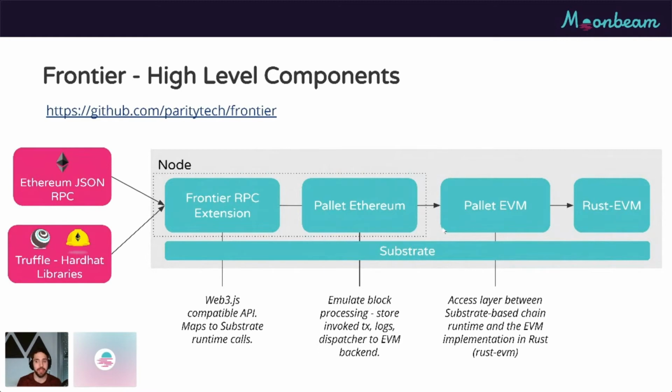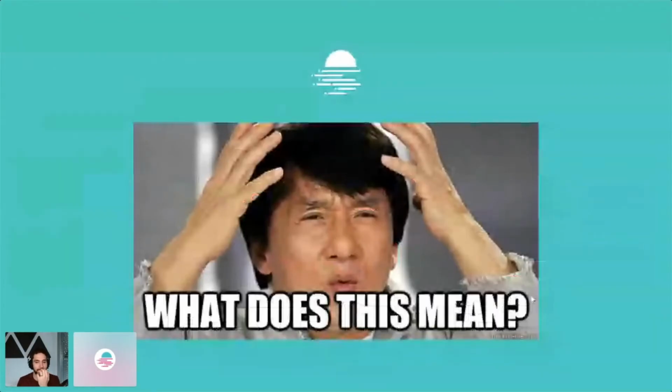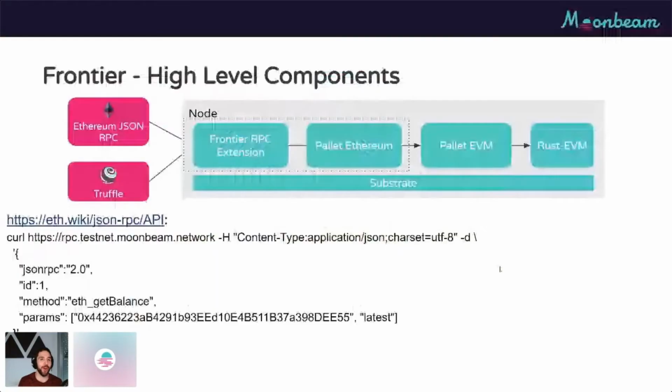The Pallet EVM is what it says on the slide, right? An access layer between the substrate-based runtime and the EVM implementation in Rust. So it's like a translator between the Substrate runtime and the EVM that is coded in Rust for the Substrate framework. But honestly, I really like to put things in more or less simple terms, right? So what does this mean? Going back to the same definition as before, we have this link that I put on the slide, the ETH wiki for the JSON RPC API. In here, you will see a very, very long list of all the JSON RPC methods that are available, right?